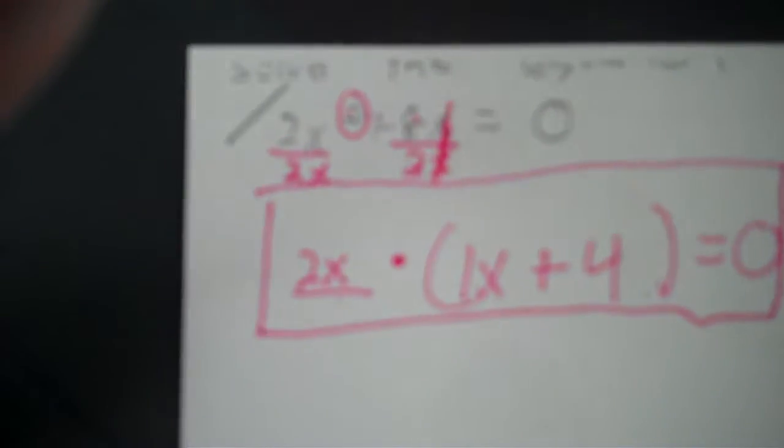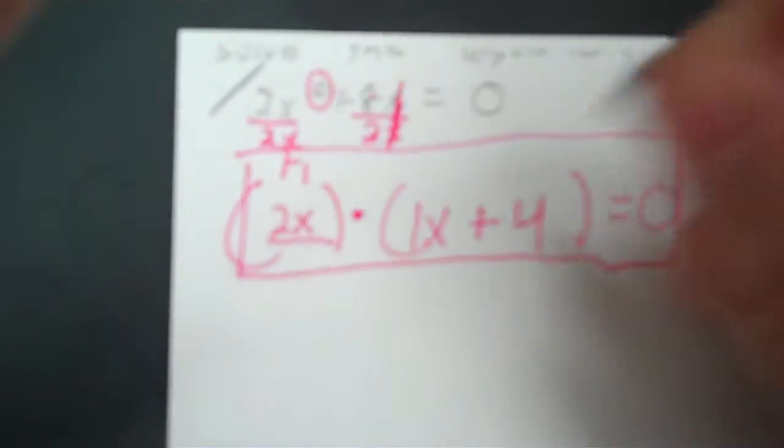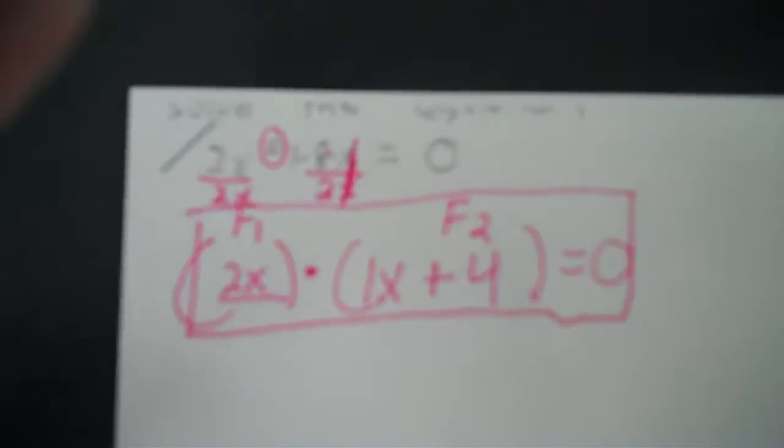So when I take x to the second divided by x, that's x plus, and then 8 divided by 2 is 4, and then the x over the x just cancels out. Now, what I've done is I've factored it. This is factor number 1, this is factor number 2. Now I can solve.